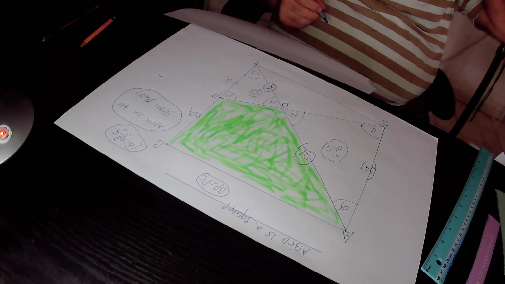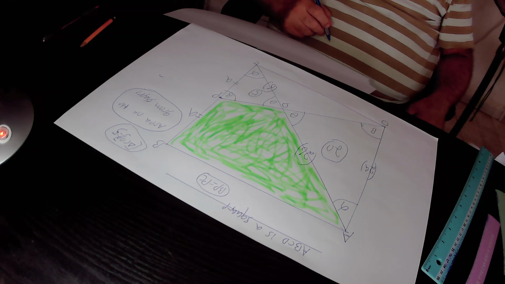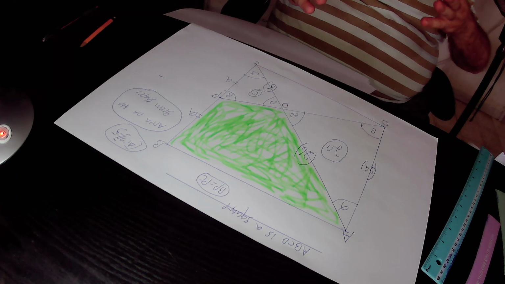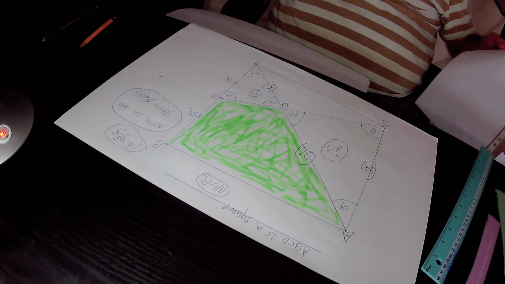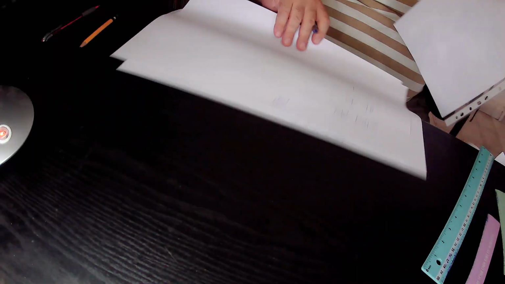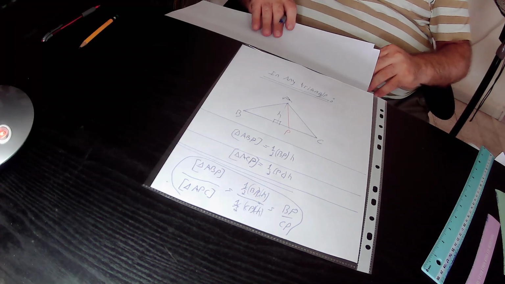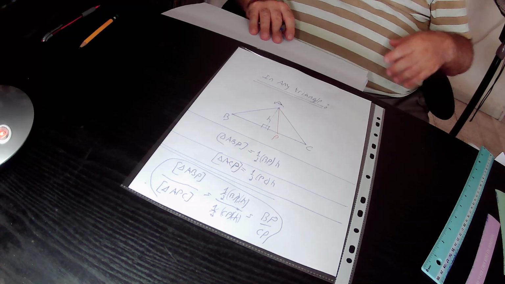Okay. So in the next step, I will present to you another rule, and we will implement the new rule in our drawing. The new rule is true in any triangle. So we have here triangle ABC that could be any triangle.